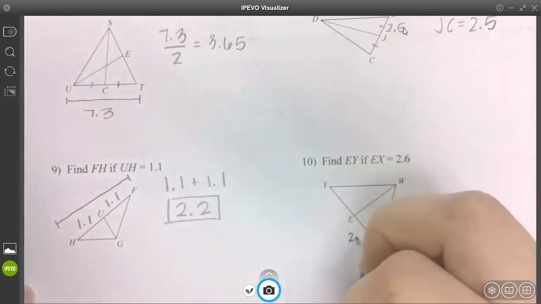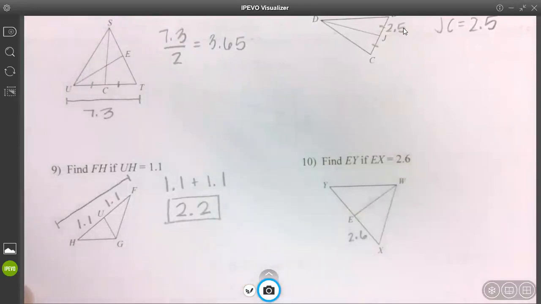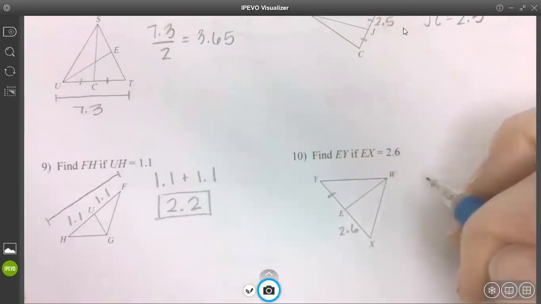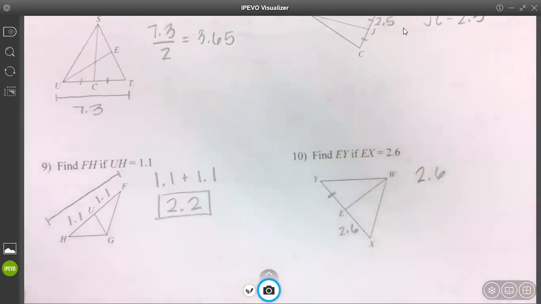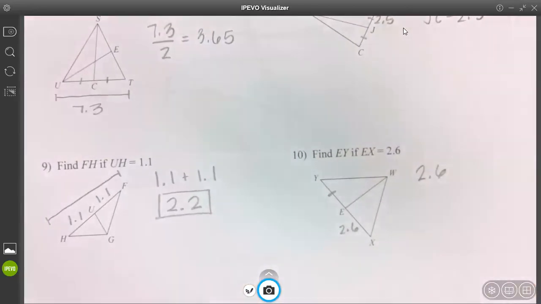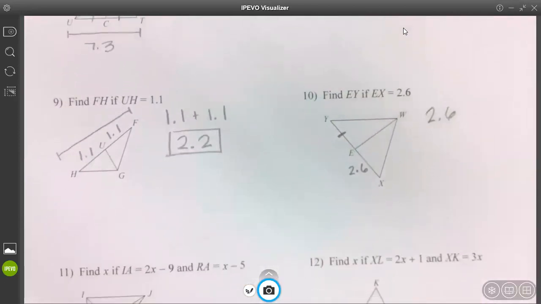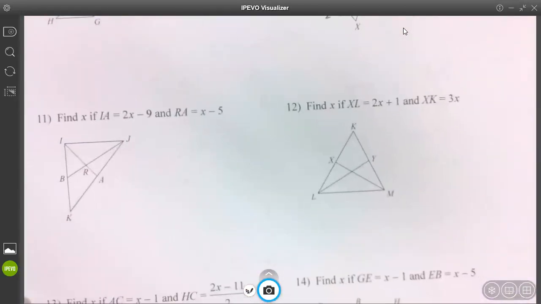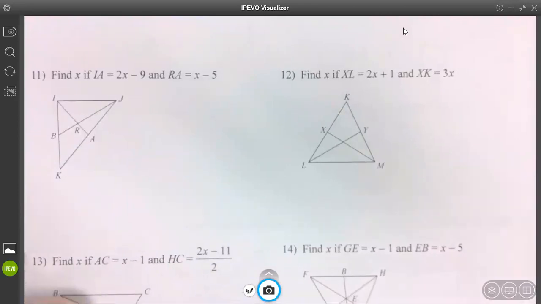EX is 2.6. It wants to know what EY is. This one's simple because they're the same. We're going to skip number 11 for now, and we're going to go to number 12. Number 11 deals with inside measures instead of measures on the outside of the triangle. So we'll come back to that. But we're going to go to number 12.